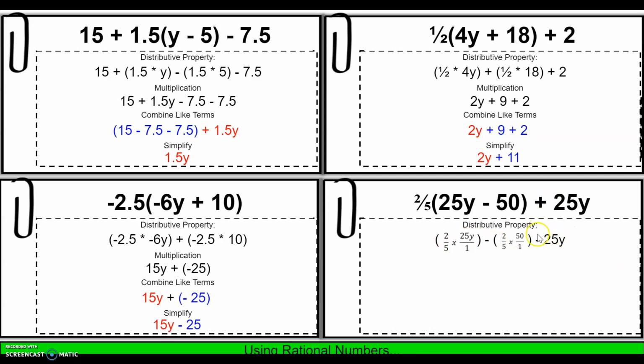Oh my, I did mess up here. I put negative 25y. That is not good. It should be positive 25y. So let's see if I fix that in the end, which I don't. So my answer is going to be incorrect.